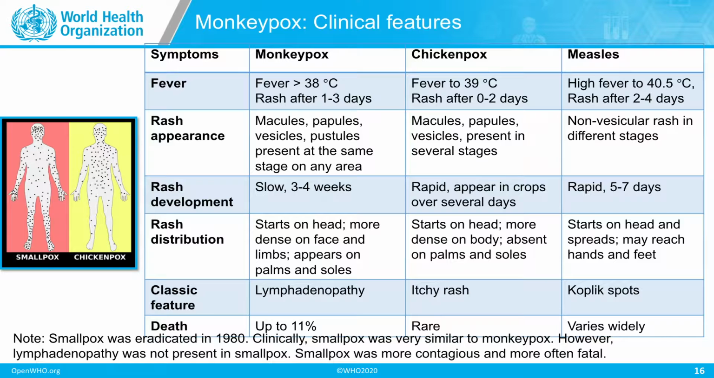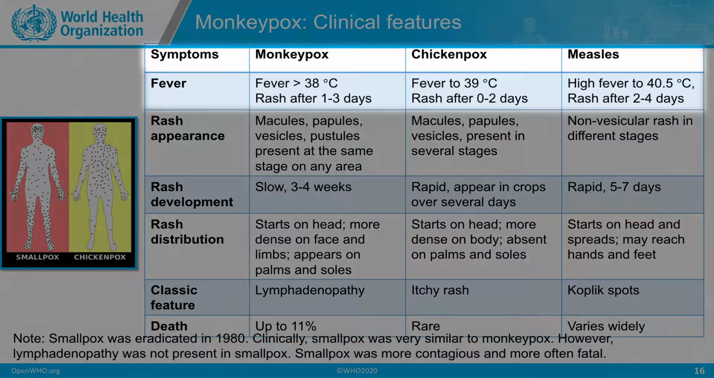This table highlights some of the distinguishing features between these relatively common infectious illnesses. As we've said before, fever usually starts first. It's the same for monkeypox, chickenpox, and measles. The duration of the fever may vary slightly by a day or two. The rash appearance is most distinctive.